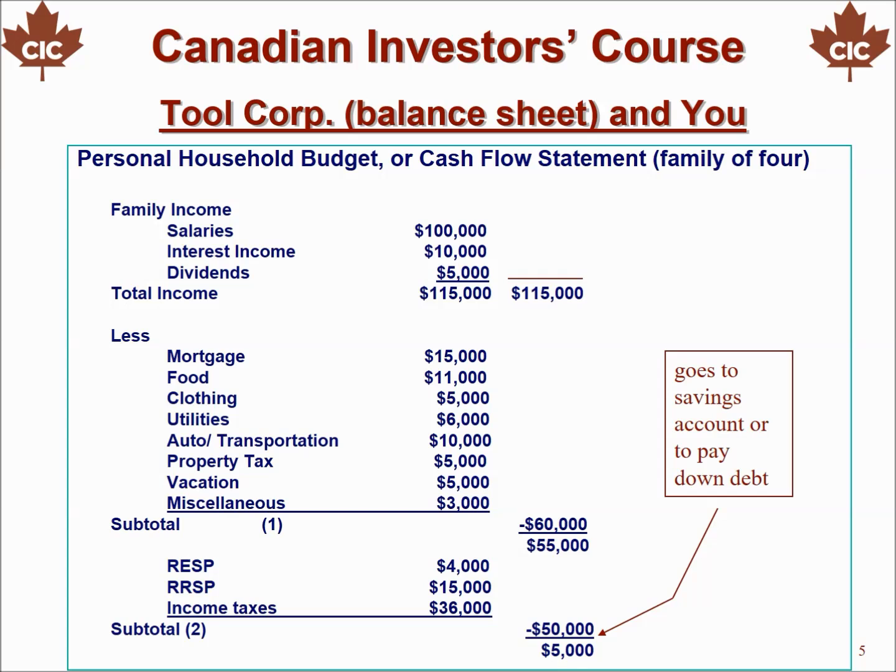So we've got $60,000 in expenses. We've got $50,000 in savings and taxes, and that leaves us $5,000. Now, $5,000 could go into the savings account. It could go to pay down debt, or you could blow it at fancy restaurants. You decide.